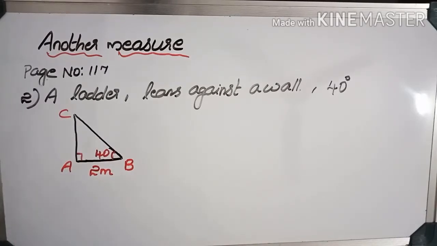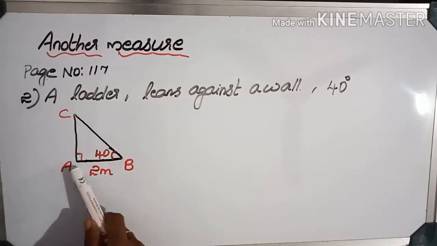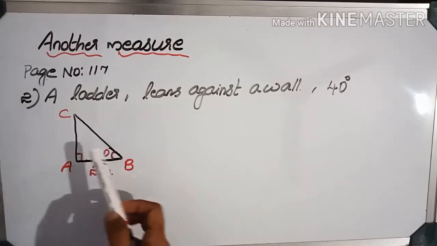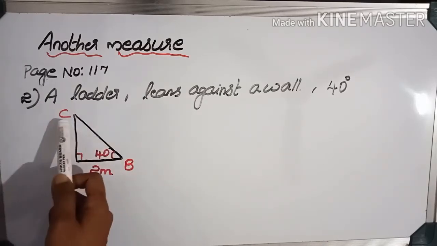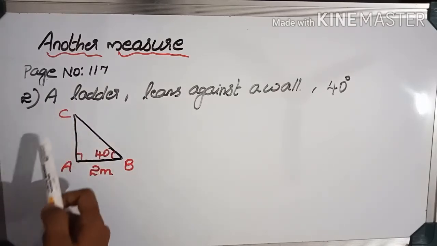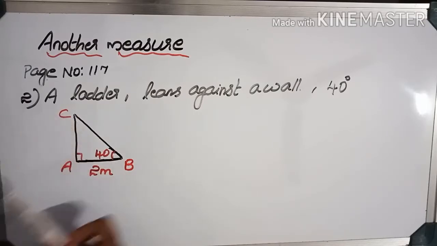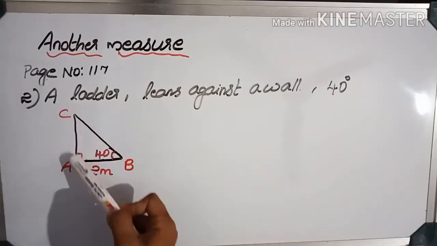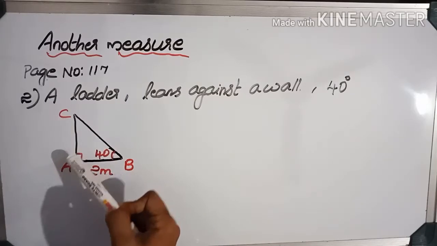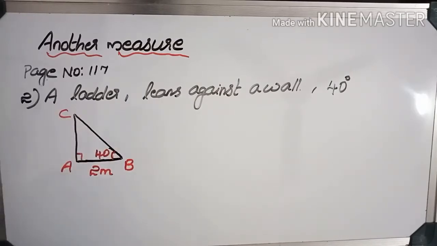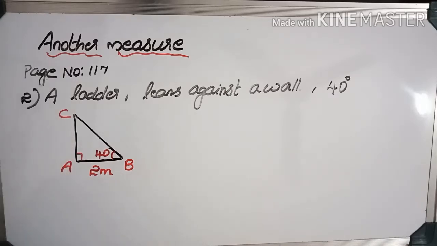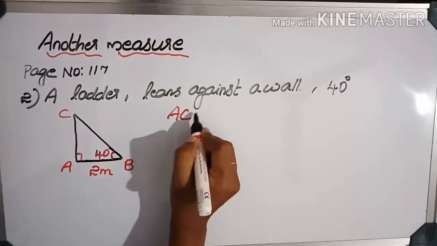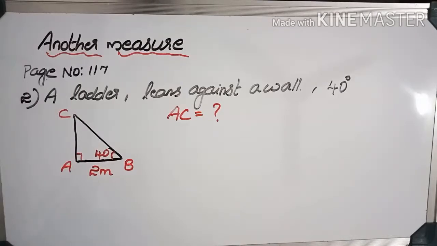Now the question is, how high is the top end of the ladder from the ground? This is the ladder and its top end is at the point C. We have to find the height here. That means we need to find AC. How high means this measurement. AC we have to find, that is the question.